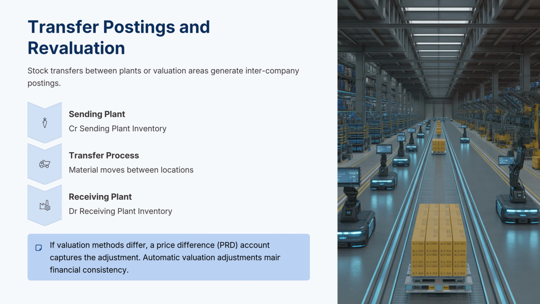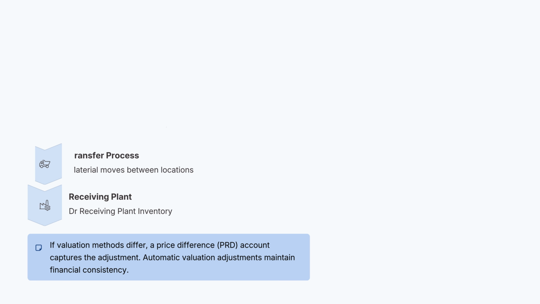Transfer postings and revaluation. During stock transfers between plants, the system posts intercompany transactions. The sending plant credits its inventory, while the receiving plant debits its own. If the valuation differs, a price difference entry is posted to PRD. This keeps intercompany stock valuations aligned and audit-ready.